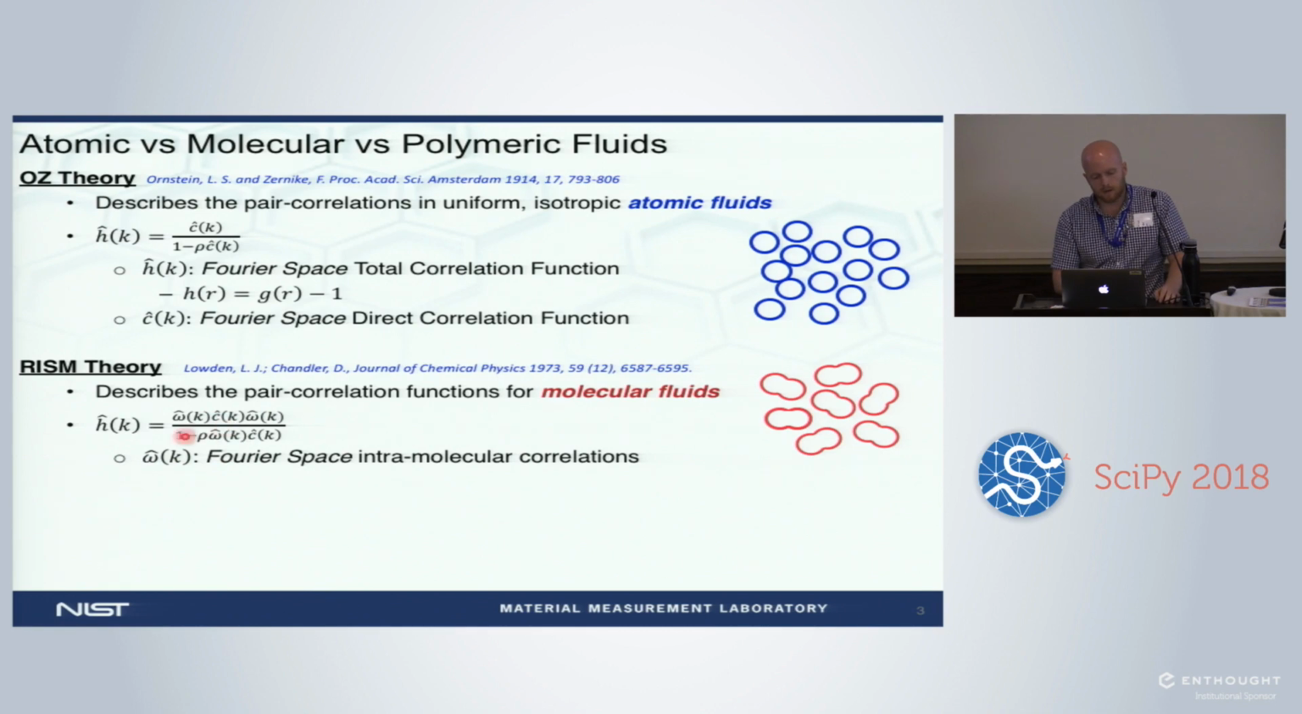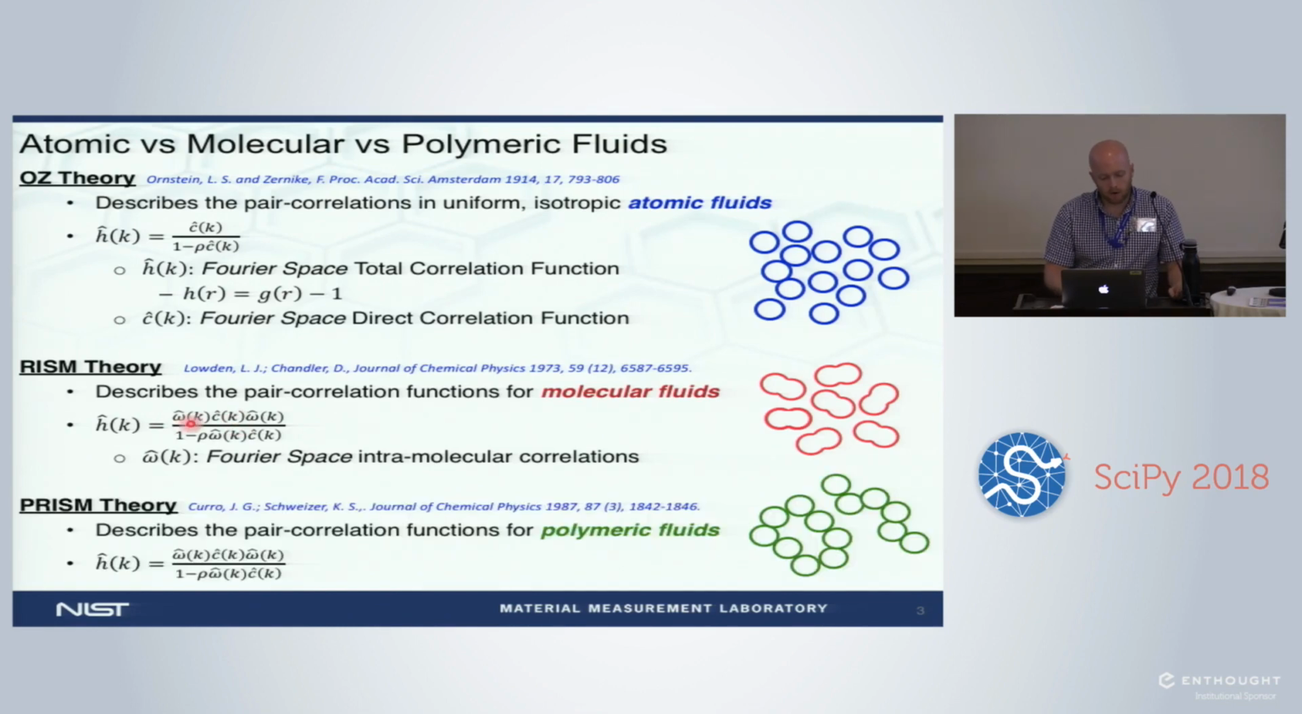And you can see again, the formalism has gotten a little more complicated, but it's still algebraic, it's still relatively straightforward in Fourier space. Finally, Schweizer and Curro again extended RISM theory into what we now call PRISM theory, which allows us to apply the same mathematical formalism to high polymer systems. So now we can describe the correlations of molecules with many, in some cases, thousands of monomers, and predict the thermodynamic and structural properties of these macromolecular systems.